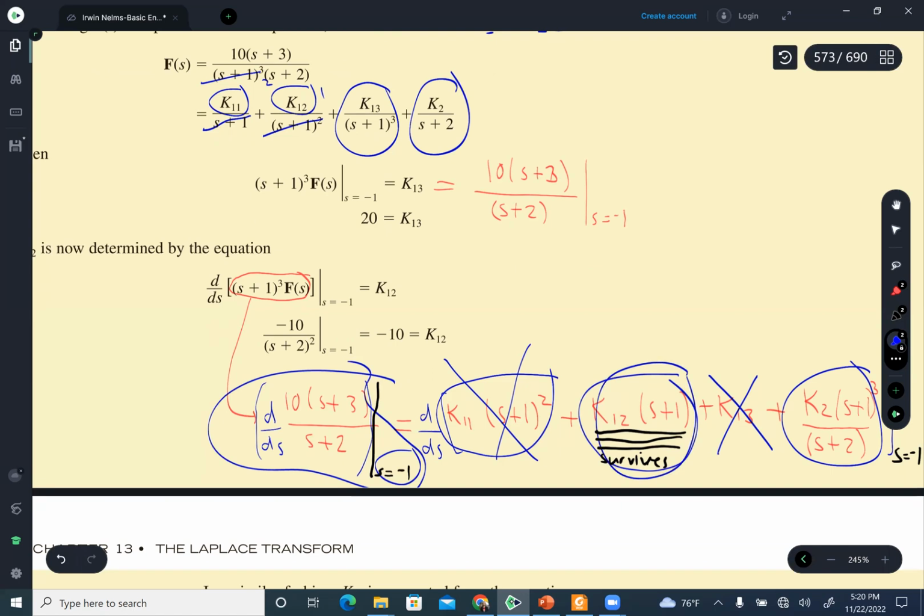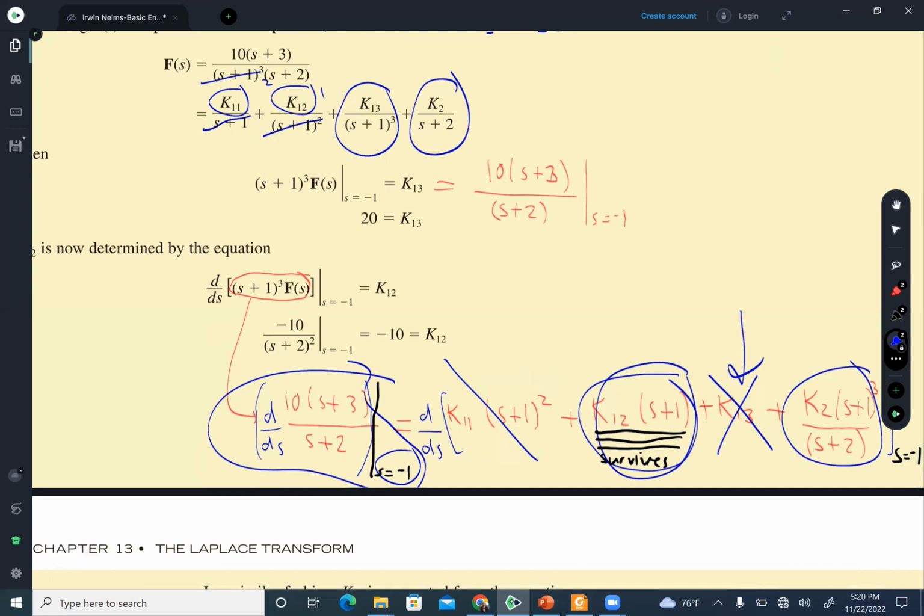Everything else doesn't survive, either because of the differentiation, since it was a constant like this one, or because it has too many (s+1)s in it. When I substitute s = -1, it gets canceled out, right? Because I'm doing two operations, differentiation first, and then substituting s = -1. So it's a trick to solve for that unknown, right?